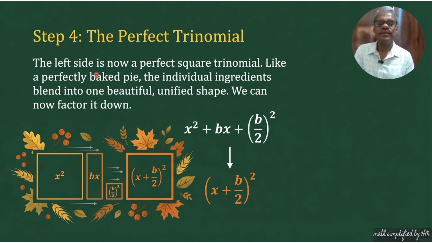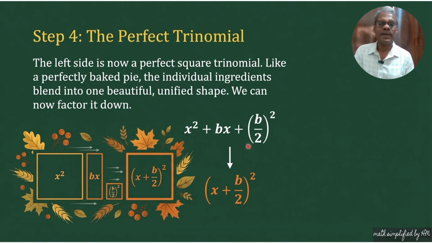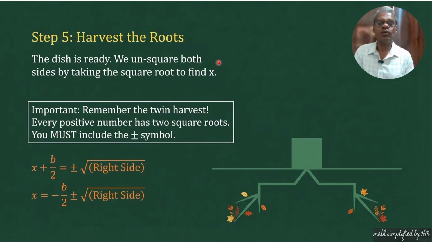Now the perfect trinomial. The left side is now a perfect square. It is a trinomial. Like a perfectly baked pie, the individual ingredients blend into one beautiful unified shape. We can now factor it down. x square plus bx plus (b by 2) bracket square becomes (x plus b by 2) bracket square. Now harvest the roots. The dish is ready.